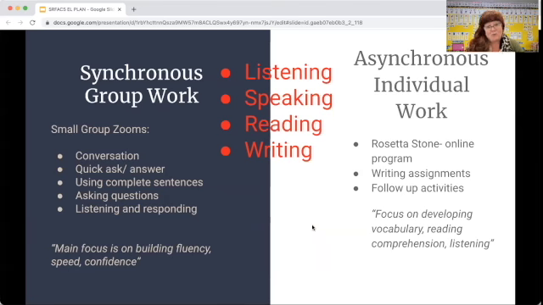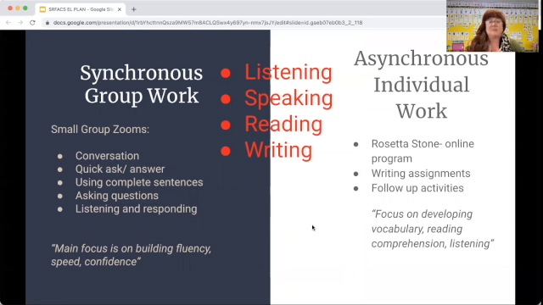So right now we're in distance learning. So our program has a synchronous and an asynchronous component. Synchronous is when the group is together via Zoom and the interaction is live. And they are meeting in a small group with the teacher. And the focus in those meetings is on conversation, fluidity in terms of using language, being quick to answer, understanding spoken language.